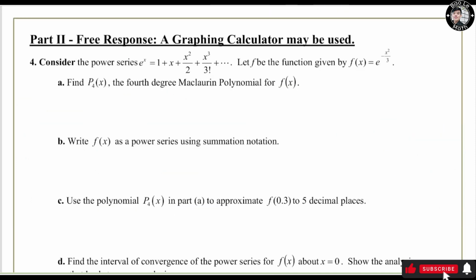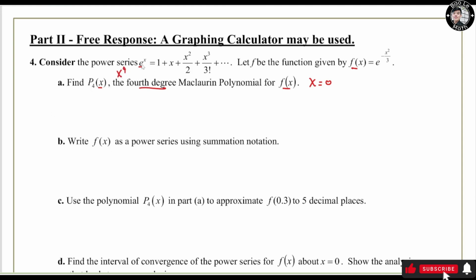Now let's move on to question 4. The power series e to the s equals this one. Let f be the function given by f(s) equals e to the negative s squared over 3. Find p4 of s, the 4-degree Maclaurin polynomial for f(s), right? So Maclaurin means the center equals 0, right? And p4 of s, the 4 degrees, so the highest degree should be 4, right?